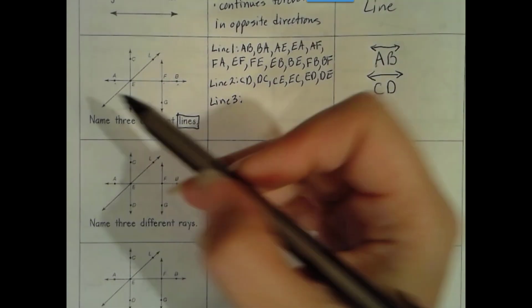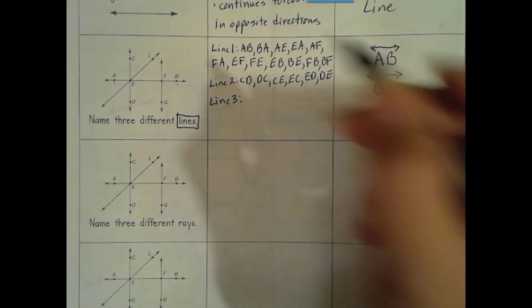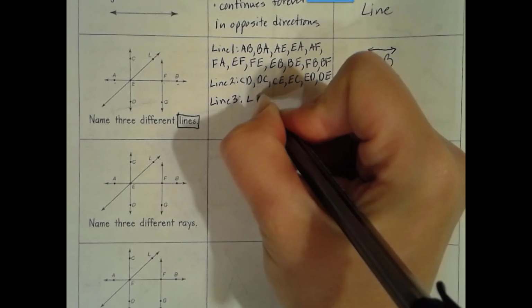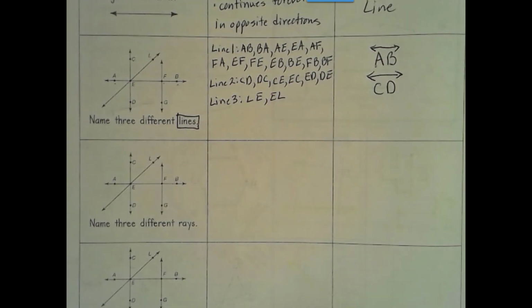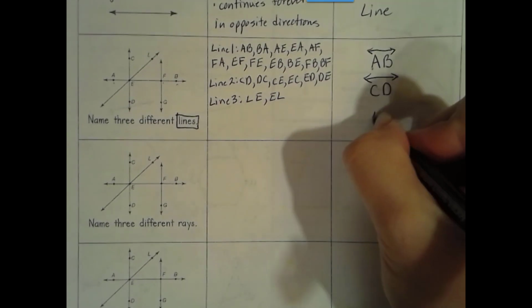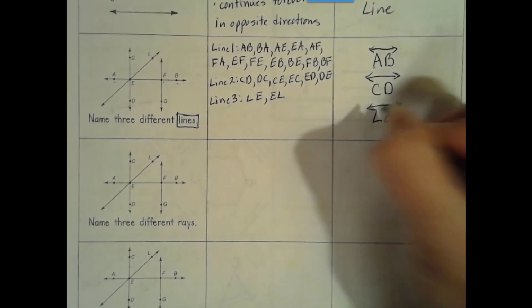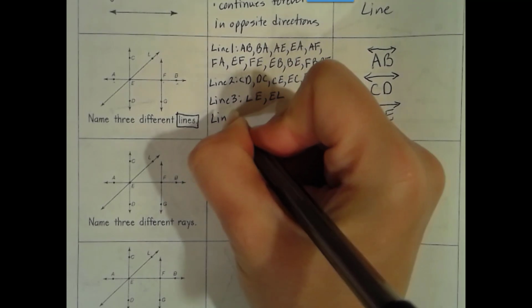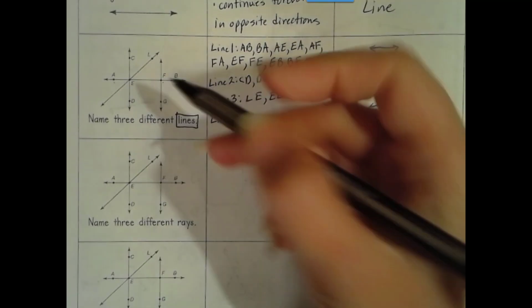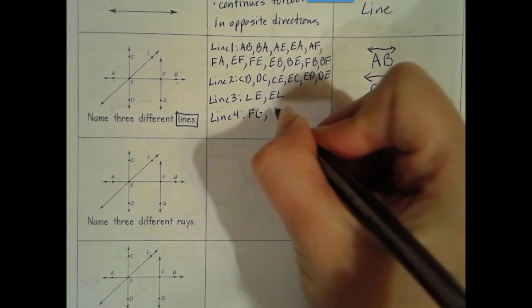Okay, another line could be this one right here because it has those arrows on the end. So LE or EL. Okay, so I'll just go with the first one. We put a line on top to show that it's line LE. And just to get it in our notes, the last line that's on here, FG or GF.